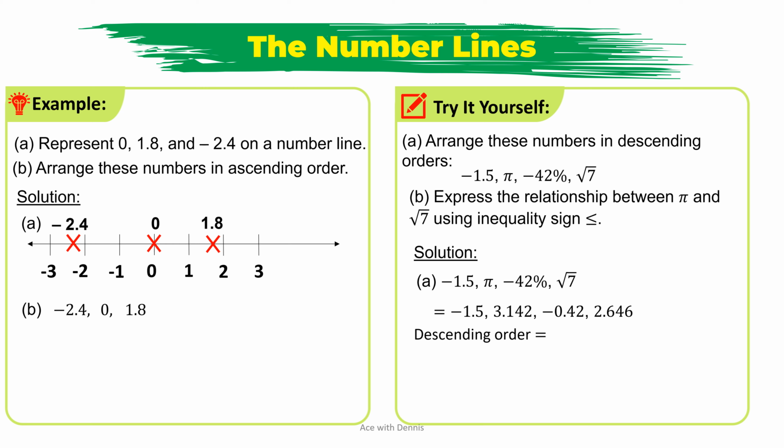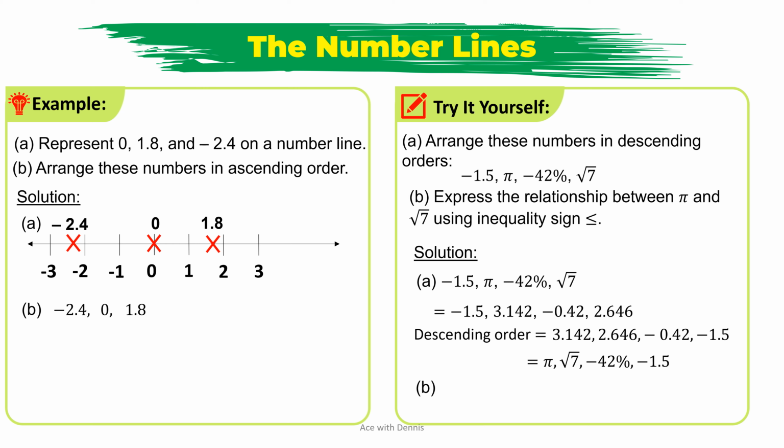Descending order means we start with the biggest number to the smallest number. So from here, the biggest number is 3.142, followed by 2.646, then negative 0.42, and the smallest number is negative 1.5. Don't forget to change these numbers back to their original form. So the answer will be pi, square root of 7, negative 42%, and negative 1.5.